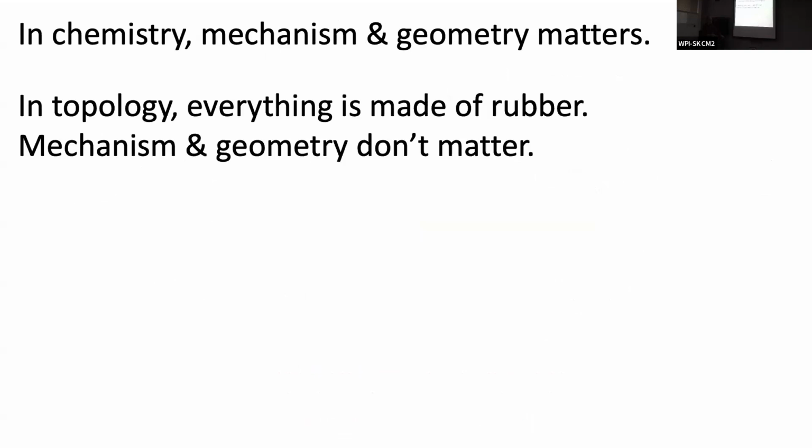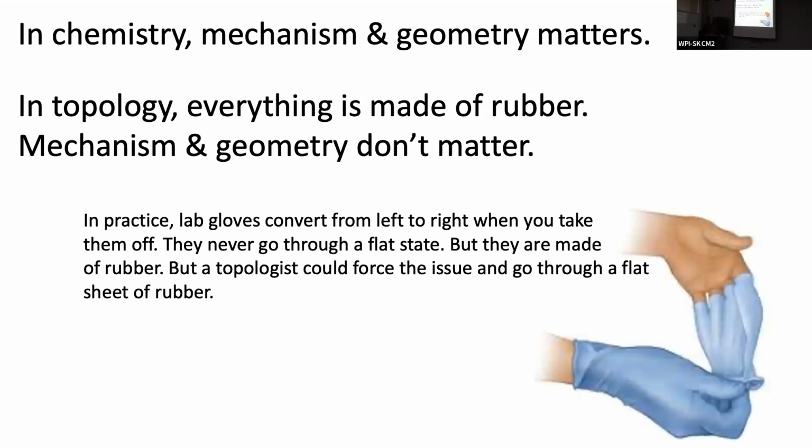So in chemistry, mechanism and geometry matter. In topology, everything's made of rubber. Mechanism and geometry don't matter. And so here's something likewise made of rubber, like laboratory gloves. If you've ever had a glove on your left hand and you pulled it off, it suddenly becomes a right-handed glove. But it never goes through an achiral transition. It goes from left-handed to right-handed, but without ever going through an achiral state.